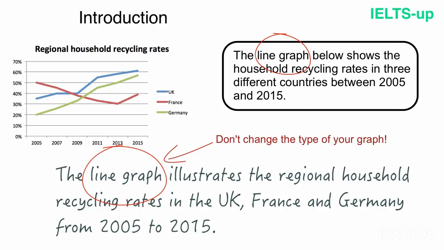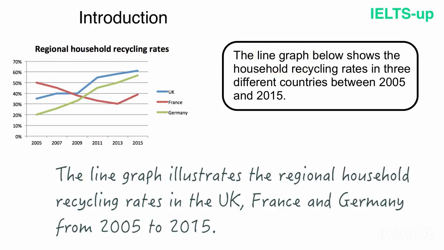So, if you have a table, keep the table. If you have a bar chart, keep the bar chart. And if you have a diagram, keep the diagram. I had the line graph, I did not change it, and after that comes the verb. And the verb can always be replaced with a synonym.